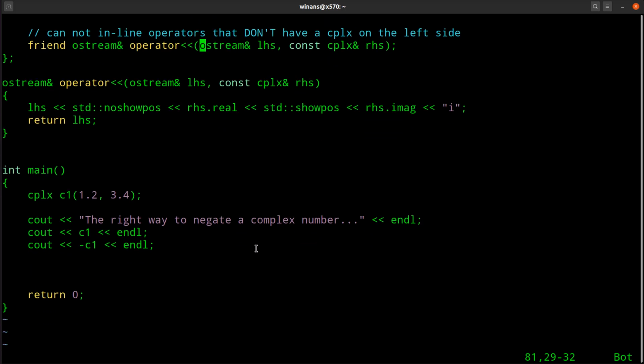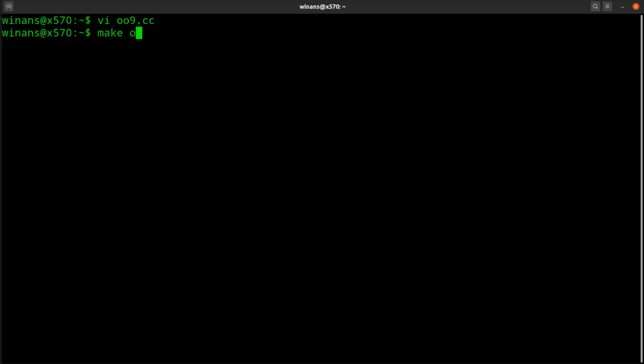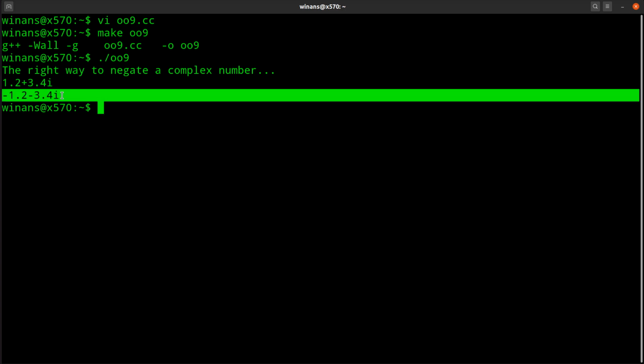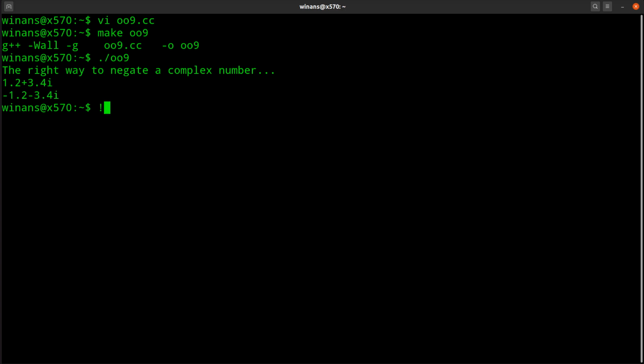So what's the whole point of this thing? Just a quick review of where we're at and how the complex numbers work, and a demonstration of the fact that I fixed my unary operator there. So let's go ahead and run this, and voila, 1.2 plus 3.4i, and negate it, and you end up with negative 1.2 minus 3.4i, okay? So let's look at now the differences between this and this one.